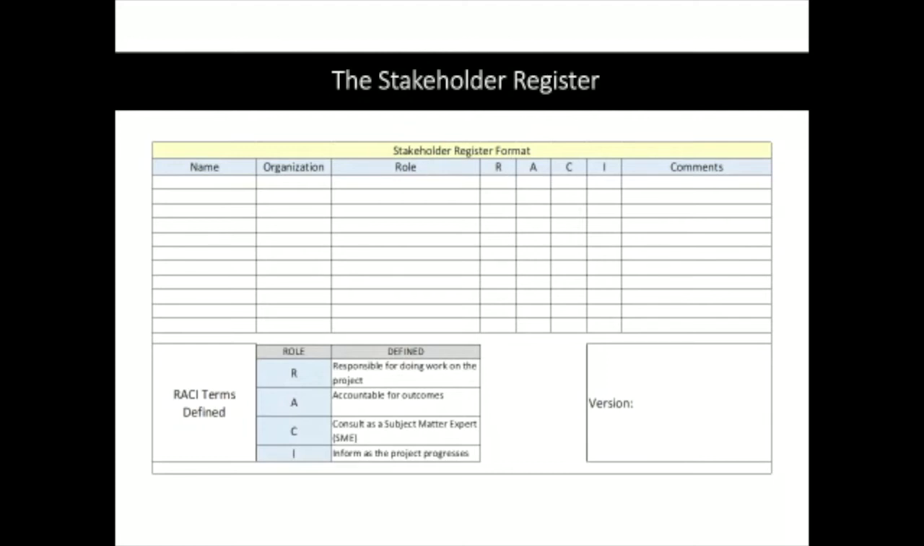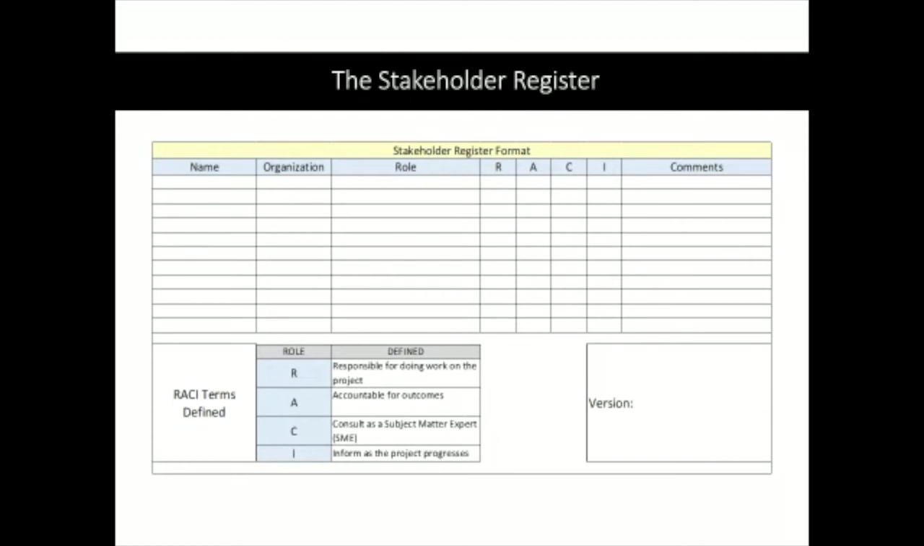C, subject matter experts. Well, every one of you on this particular call is potentially a subject matter expert, because hopefully as we're going through this, you're having your own thoughts thinking, how can I apply this to my world? And then the good old I, inform as the project progresses. Notice we have something called version here. Whoa, that is super important. The Stakeholder Register is not a one and done. This Stakeholder Register needs to be updated. New stakeholders are going to come on board and older ones are going to go.